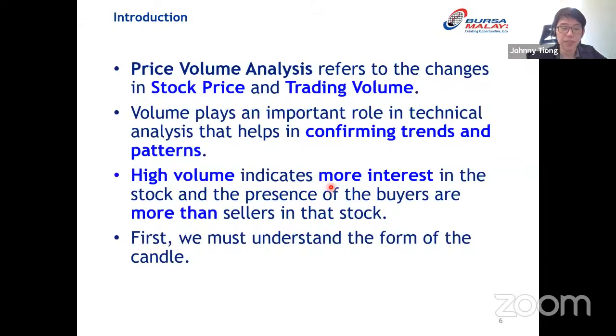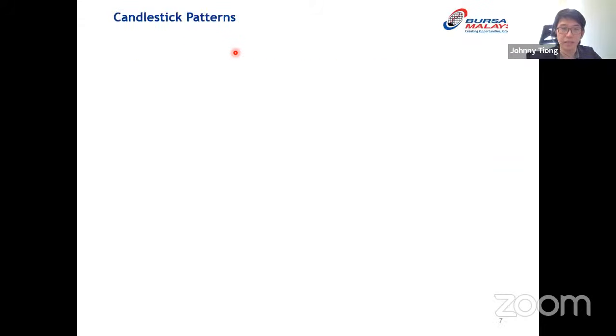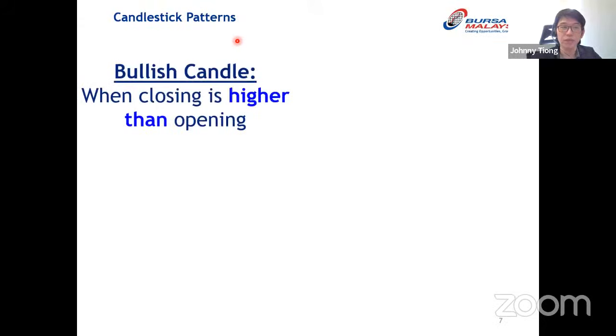First we must try to understand the form of a candle. If you're familiar with the Japanese candlestick, in general there are two types of candle. One is a bullish candle, when the closing is higher than the opening. For our bullish candle, it looks like this: the opening is down here, the closing is above. This is when the closing is higher than the opening.